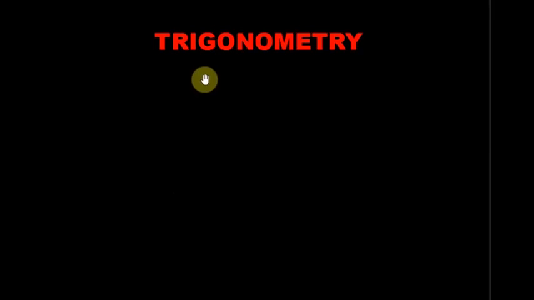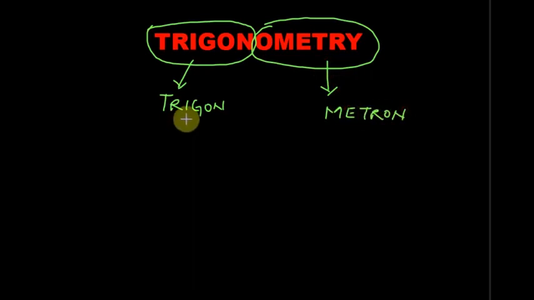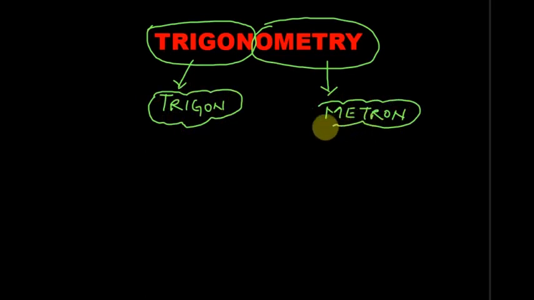Let us first start with the meaning of trigonometry. So what does this word trigonometry mean? First I will divide this term into two parts. This part is trigon, and this we term as metron. Now this trigon and metron is basically a Greek word. So trigonometry has been derived from these Greek words, trigon and metron.